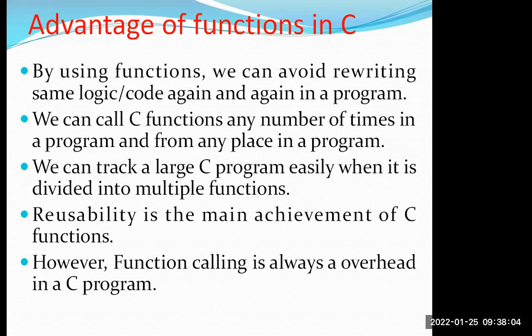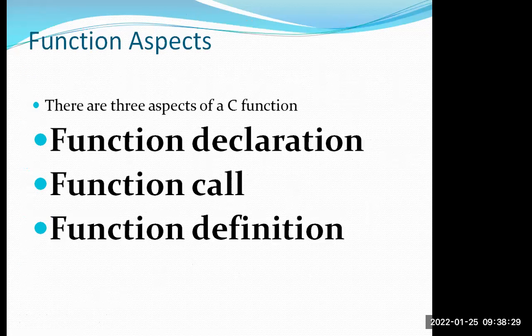Already I have told you the basic difference between C and C++. C is function oriented and C++ is object oriented. Minimum one function should be there when you write a program; main is one function. The basic drawback of the function is that function calling is always an overhead in the C program.